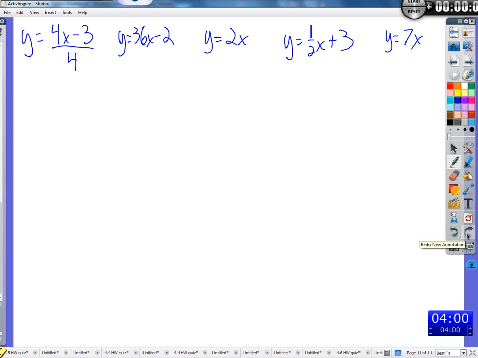So, these are all functions. We're getting the idea. Input and output. Can you put something into that function? Yes. And then you get something out? Yes. For every input, is there only one output? Yes.